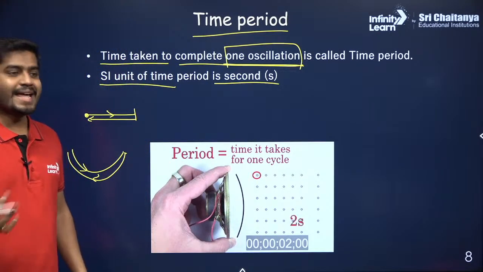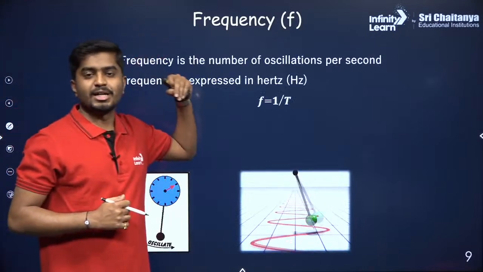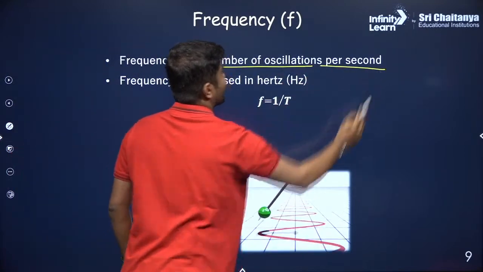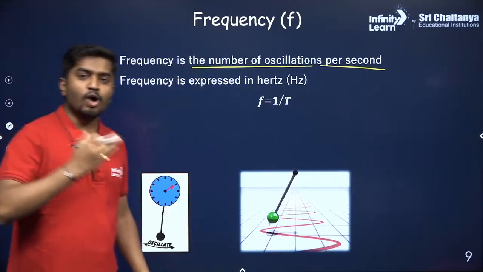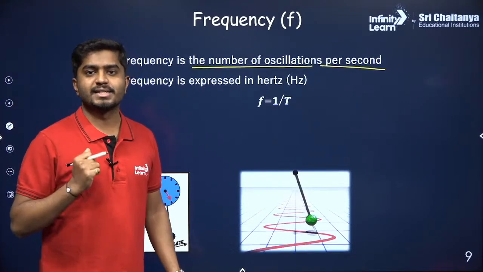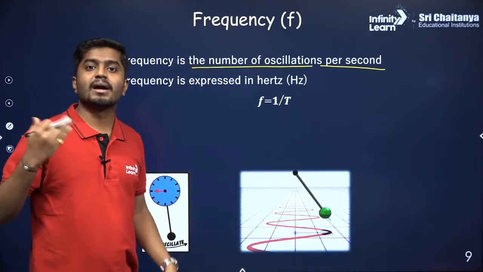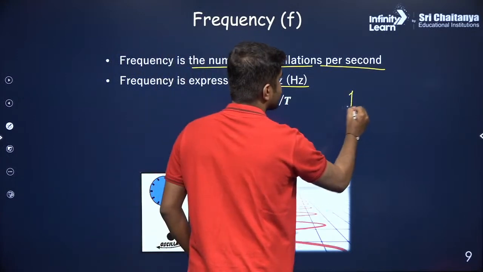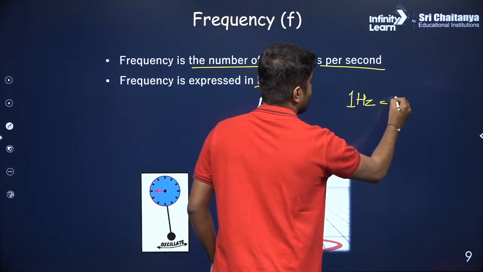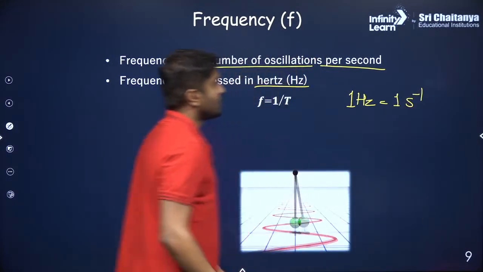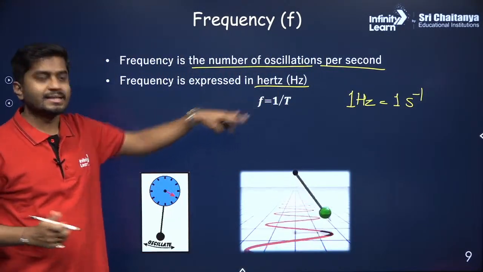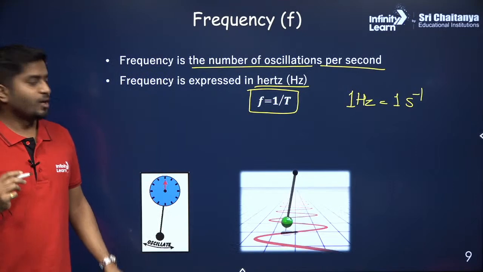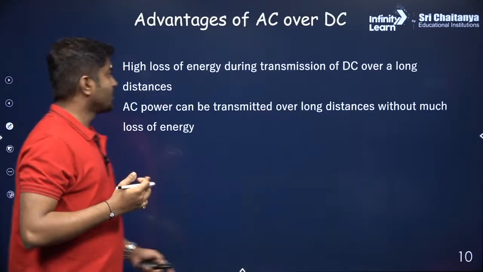Okay. Now the next one, frequency. Do you know what is frequency? Frequency is the number of oscillations per second. In 1 second, how many times the particle oscillates, or how many oscillations it completes. So frequency is expressed in hertz. 1 hertz is nothing but 1 second raised to -1. So frequency and time period are related with this formula: frequency is 1 divided by time period. Okay. So let's understand more about this.